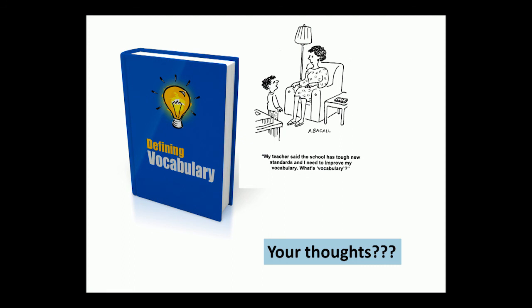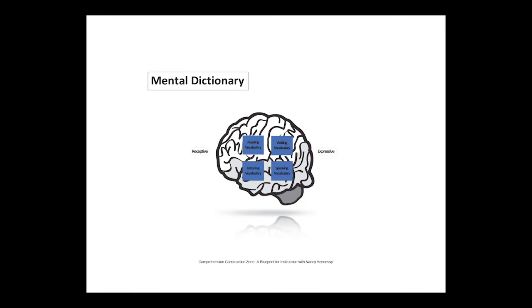Okay. So my teacher said school has tough new standards and I need to improve my vocabulary. What's vocabulary? Okay, so start thinking a little bit about what you think vocabulary is. Let's see if it aligns with, I say it's your mental dictionary, not I. Everyone who writes about this says it's your mental dictionary. So it's your mental dictionary of word meanings. But word meanings for what purposes? Well, for listening. Right now you're using your word meanings as I'm speaking to you. I'm not speaking gibberish because you understand the English language and you understand the meaning of the words I'm using.